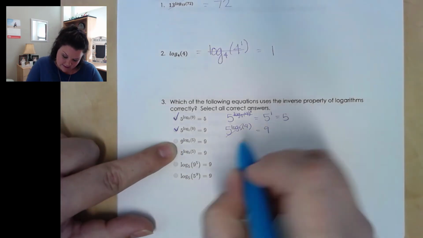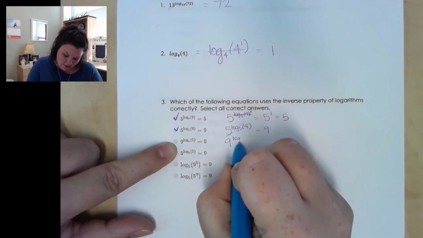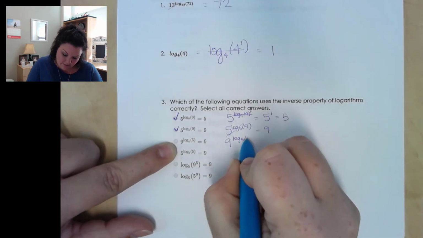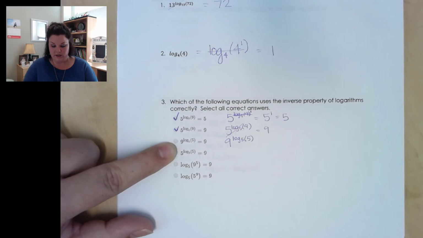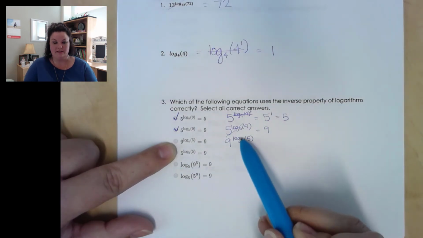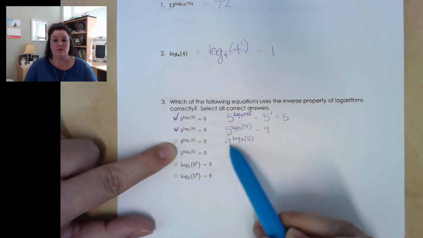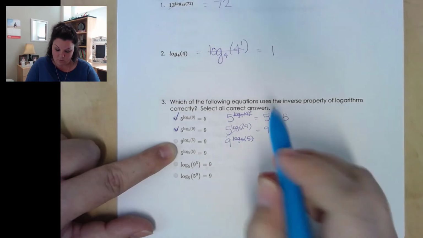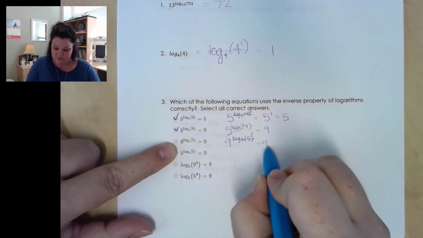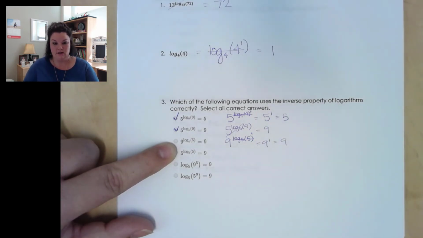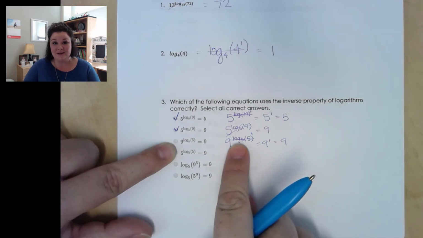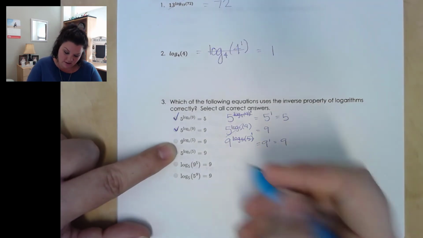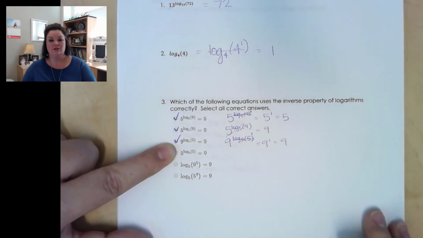This next one is 9 raised to the log base 5 of 5. Well, here my 9 and my log base 5 are not going to cancel because they don't have the same base, but my log base 5 of 5 cancels, right? That would just become a 1. So I get 9 to the first power, which is then just 9. Because I was able to cancel inverse functions here, this one accurately shows the inverse property of logarithms.